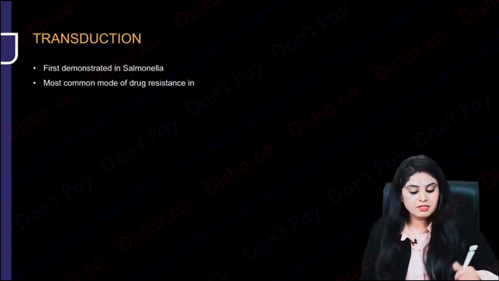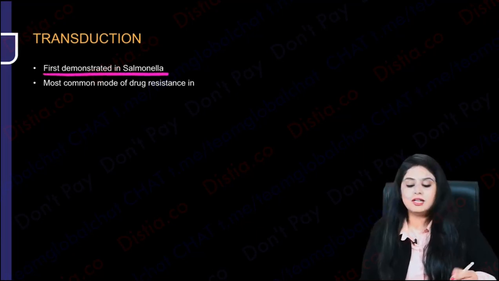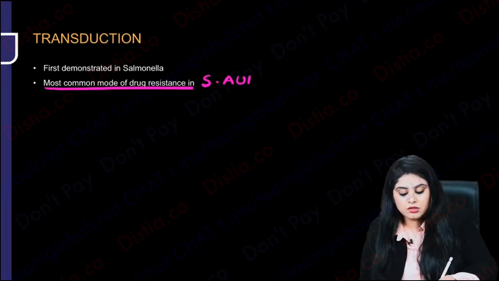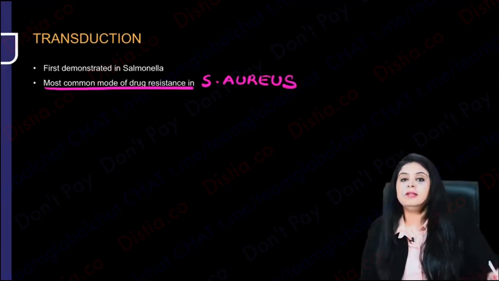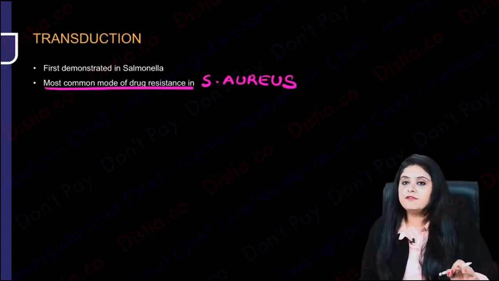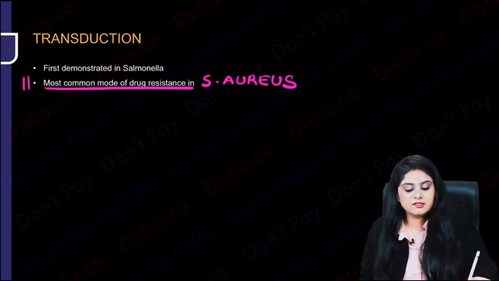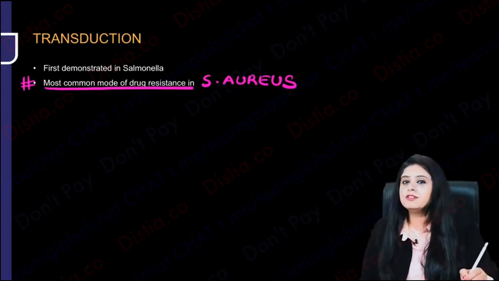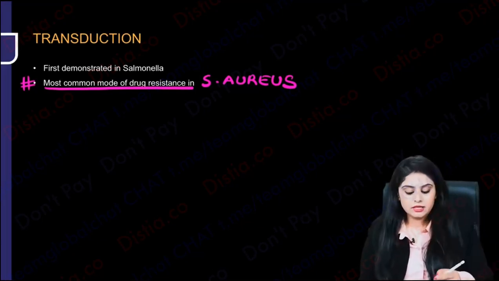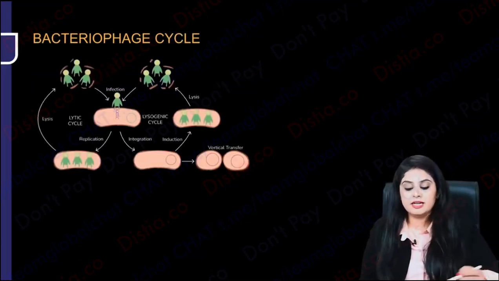So now, remember this was first demonstrated in Salmonella. If you can learn it, good. But what you have to learn is the most common mode of drug resistance in Staphylococcus aureus is going to be transduction. I'll give you a list of all these most common modes. Only for Staph aureus it is transduction, not for the others. We'll do that final list in the end. For now, remember that Staphylococcus aureus, when you say penicillin resistance and all, that happens because of transduction. So for that you need to know there are two cycles which I'm going to explain to you. Just get familiar with the names and then I'll go into the details.